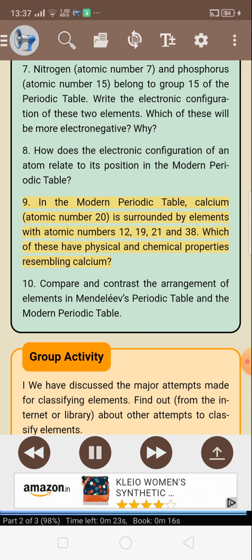9. In the modern periodic table, calcium, atomic number 20, is surrounded by elements with atomic numbers 12, 19, 21, and 38. Which of these have physical and chemical properties resembling calcium? 10. Compare and contrast the arrangement of elements in Mendeleev's periodic table and the modern periodic table.